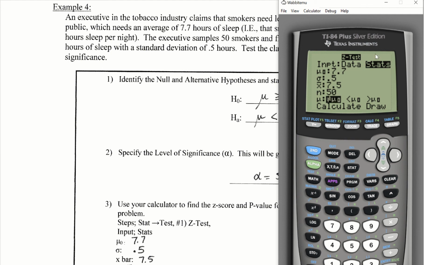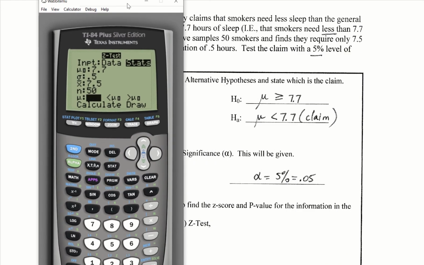And now the last thing, which is very, very important, is we have to choose the appropriate tailed test. This part here will always be determined by the alternative hypothesis. Because the alternative hypothesis was mu is less than, this was a left-tailed test. So we have to go over and select the left-tailed test, which is this one right here. I need to move the cursor over so that it's highlighted, and then hit enter to make sure that it's selected and set. Once we've done that, we can go ahead and hit calculate.